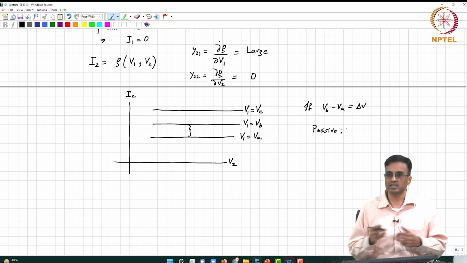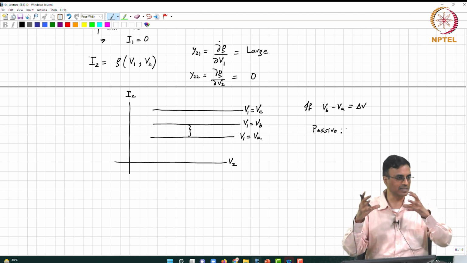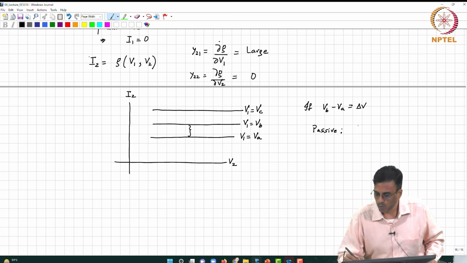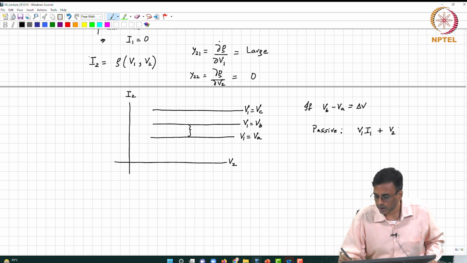What are the constraints if that box is passive? What comment can you make about the port voltages and port currents? V1 I1 plus V2 I2 must be greater than or equal to 0.